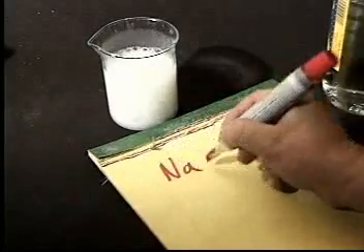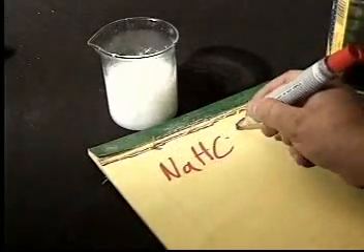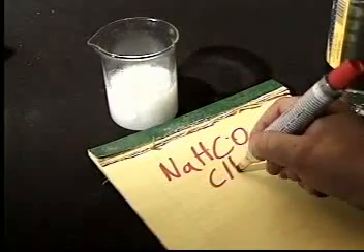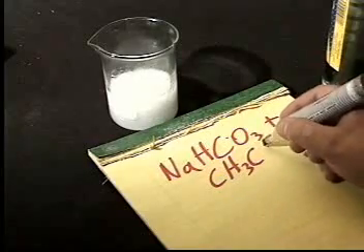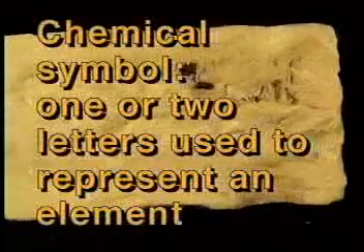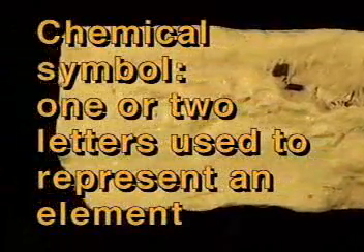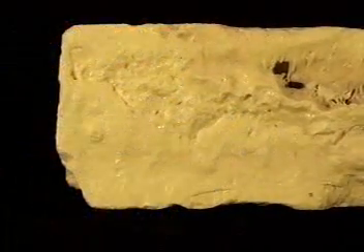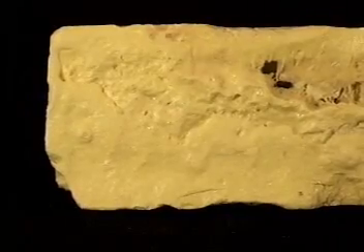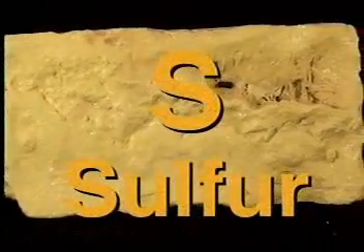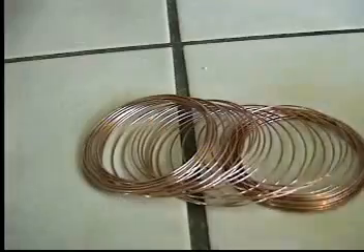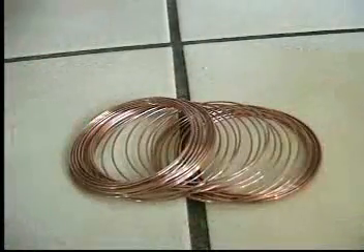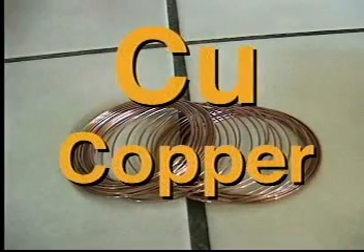In order to work more easily with elements, scientists developed a system of letters and numbers, or chemical symbols, used to represent elements. Chemical symbols use one or two letters from the name of the element. For example, the element sulfur, shown here, is symbolized by the letter S. Sometimes two letters are used, such is the case with copper, symbolized by the two letters capital C and small u.